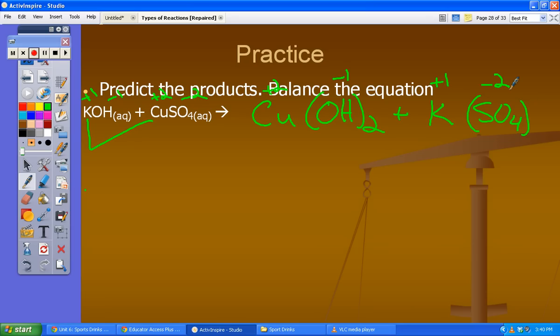Now, I need 2 potassiums here to balance that out. So let's start balancing formulas then. There's 2 K's here and 2 hydroxides, so all I need to do is put a 2 in front here. I have 2, 2, so 1 copper, 1 sulfate. There's 1 copper, there's 1 sulfate, and I'm balanced.